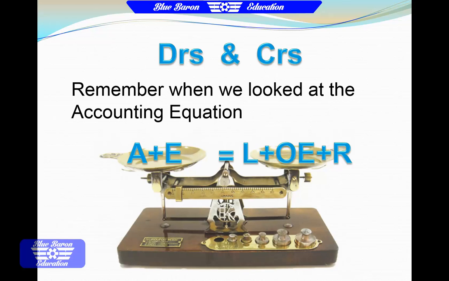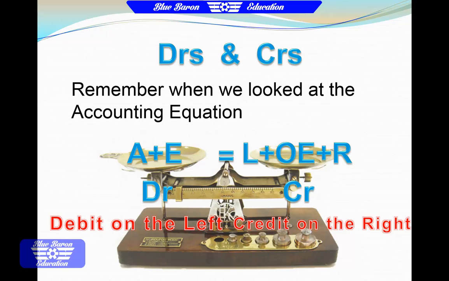Remember when we looked at the accounting equation, we worked out that our assets plus our expenses equal our liabilities plus our owner's equity plus our revenue. The assets and expenses are on the left-hand side, so debits. Our liabilities, our owner's equity, and our revenue are on the right-hand side, so credits. Debits on the left, credits on the right.